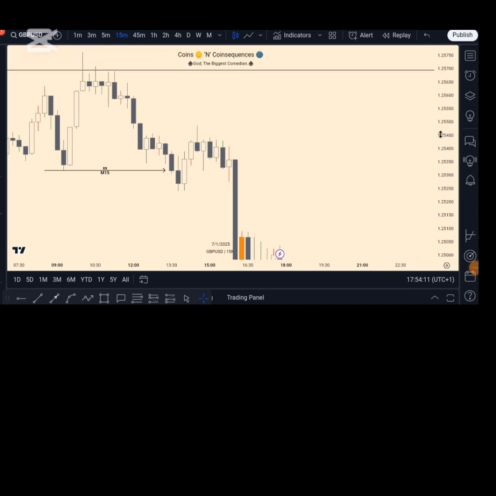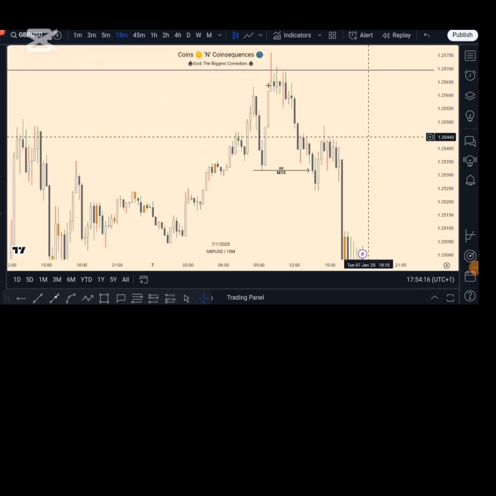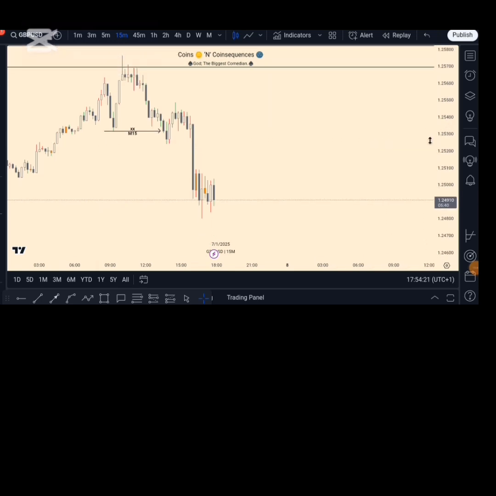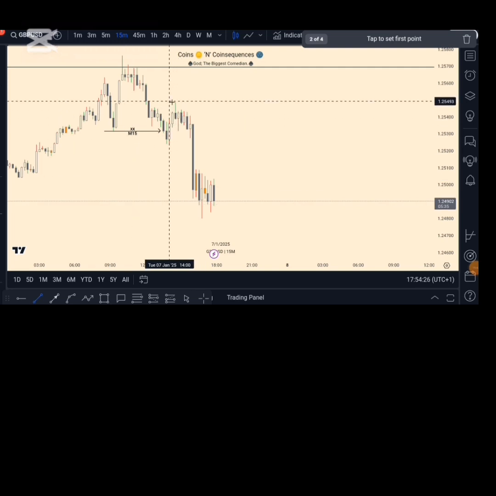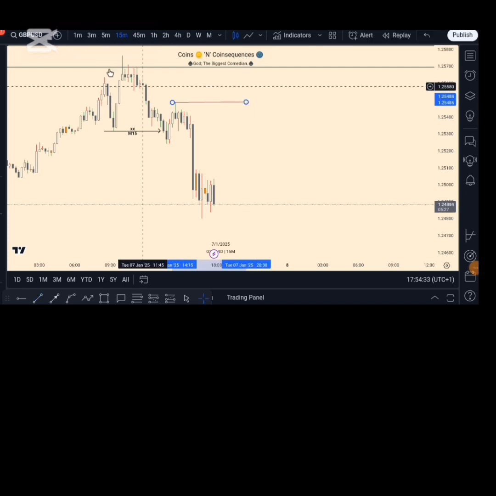So our re-entry, where is our re-entry? Our re-entry should be somewhere around here. I'm expecting price to return here. I don't know for a lot of people, but I, for one, I'm expecting price to do a rebound here. Okay, I'm expecting price to do something like this.